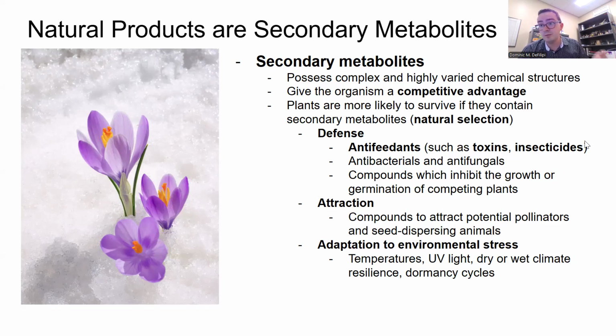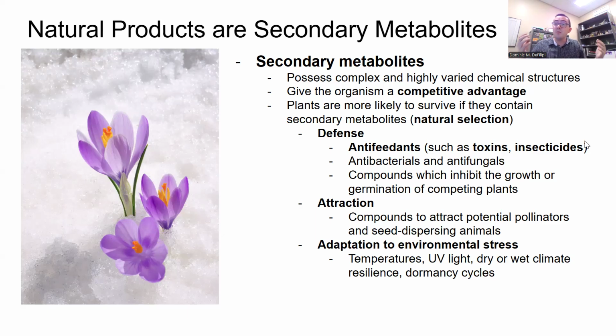Secondary metabolites provide some sort of benefit beyond basic nutrition to an organism. These are chemicals naturally produced within plants and other organisms which possess highly complex and varied chemical structures. They give the organism a competitive advantage in some way. So I like to say, basically all plants except for tumbleweeds cannot run away from danger. Plants can't run away from danger. If something wants to eat them, it's going to eat them.